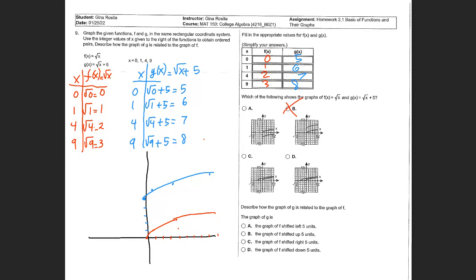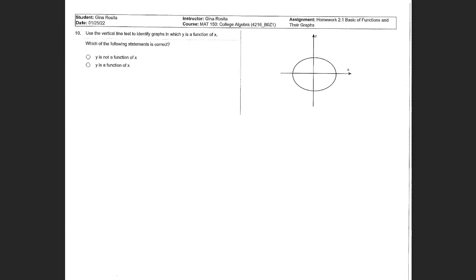So now describe how the graph of g is related to the graph of f. The graph of g is this one. Yeah, just look, wait. Count how many? 1, 2, 3, 4, 5. Up. Yeah, shift it up 5 units. Okay, this one is the answer. Okay, it's not hard. Yeah, just graph.